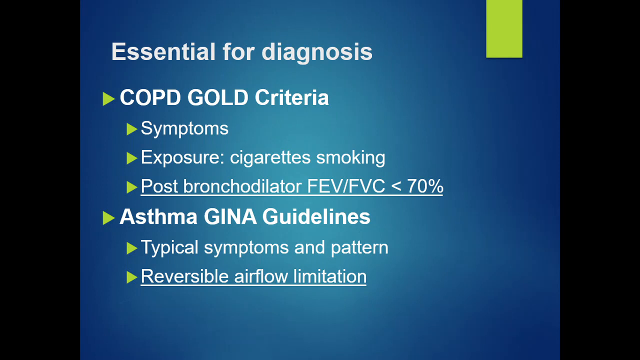And for the GINA, Global Initiative for Asthma guidelines, on top of the typical symptoms and pattern in patients suspected to have asthma, the presence of reversible airflow limitation and obstructive defect is essential to diagnose asthma.